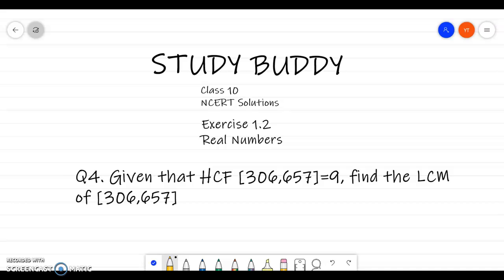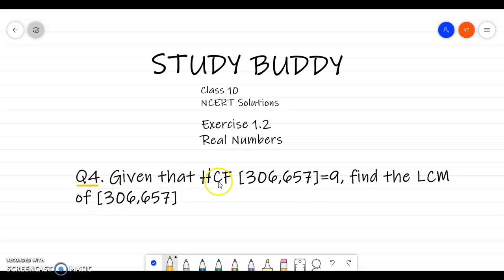In this channel, I'll be uploading all the solutions of CBSE Class 10 Mathematics. So today we are going to solve the fourth problem of exercise 1.2 from the Real Numbers chapter. So let's get started with the fourth problem.